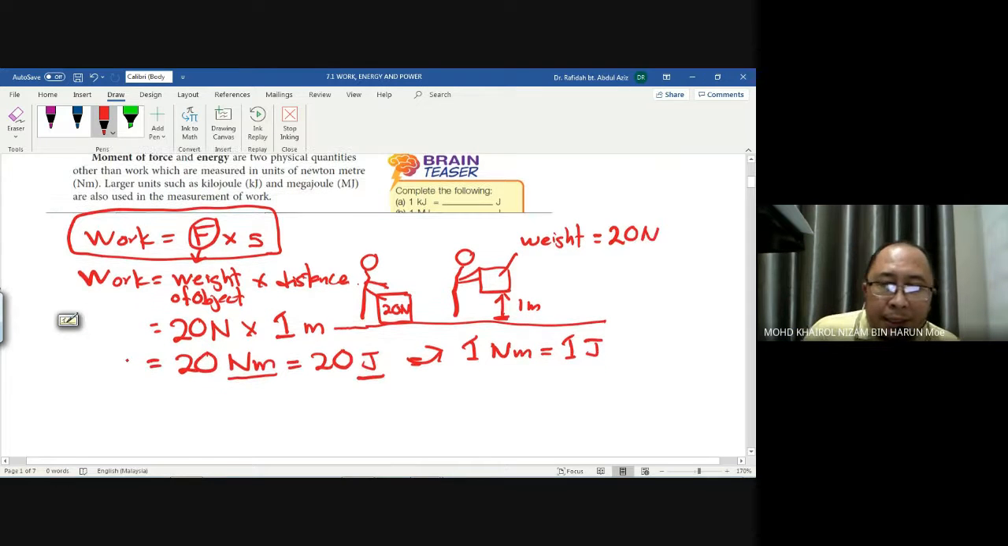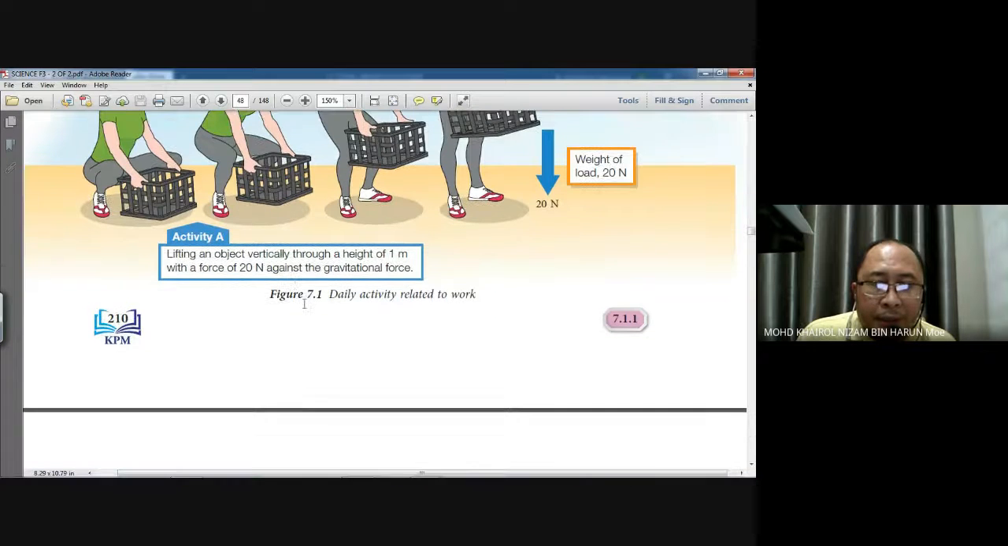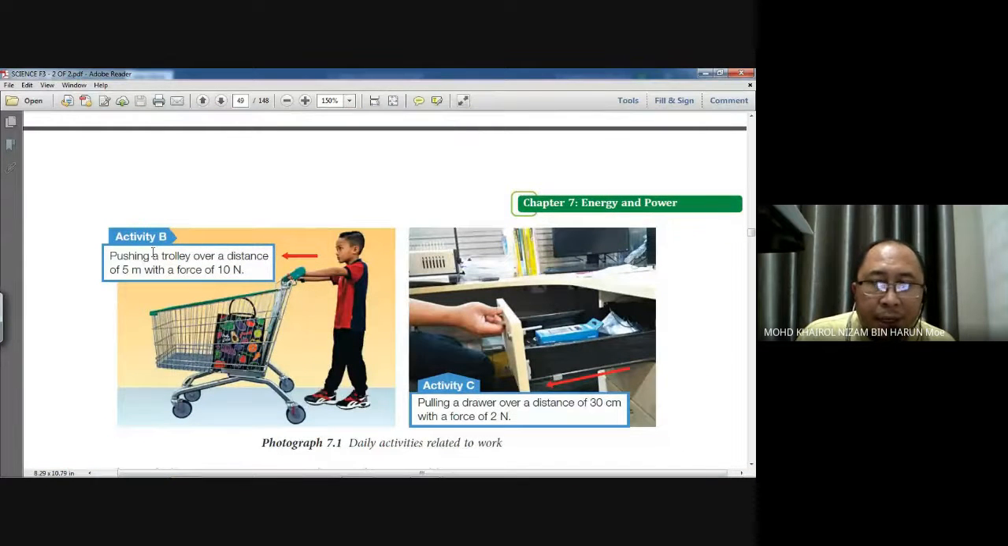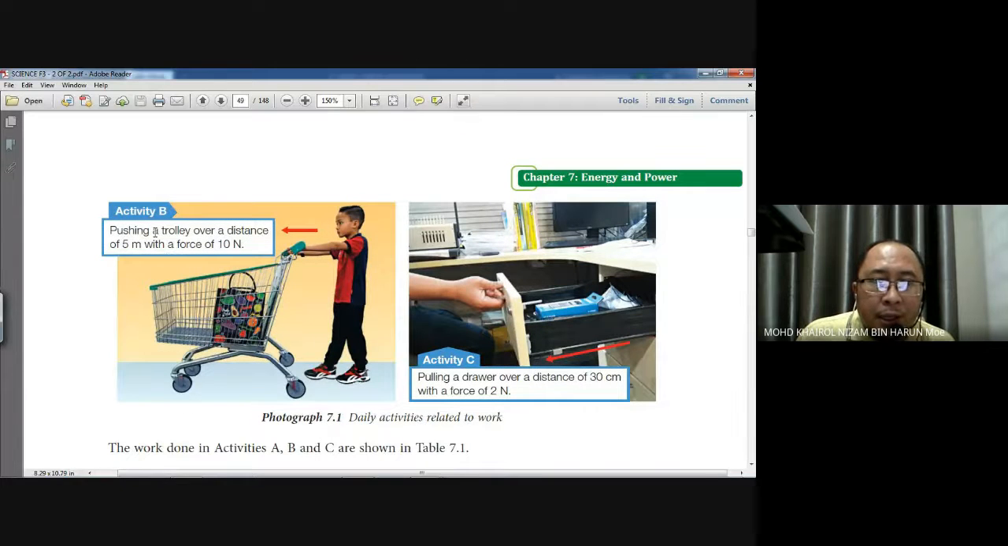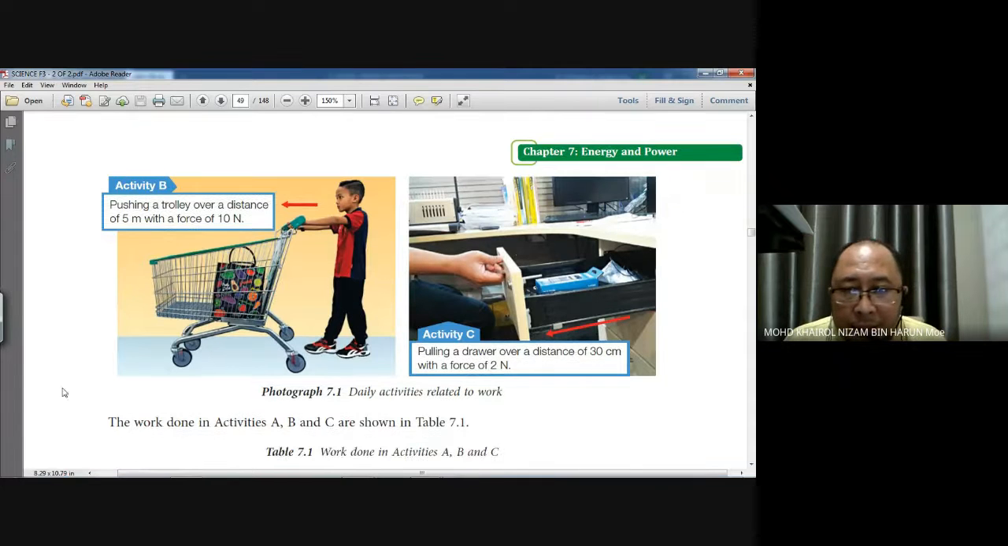So that is the simple explanation about how to calculate work. Okay, the next example given is like this. Activity B, pushing a trolley over a distance of 5 meters with a force of 10 Newton. Activity C, pulling a drawer over a distance of 30 centimeters with a force of 2 Newton.